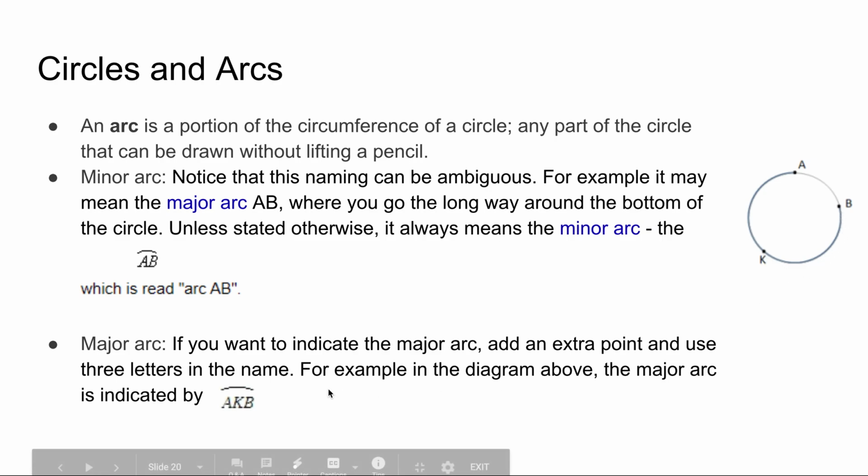Okay, so if you see 3 letters, usually it is major arc, but sometimes even minor arc, we put 3 letters too, just to clarify which arc we are talking about. But for major arc, no matter what, you need to use 3 letters. Okay.